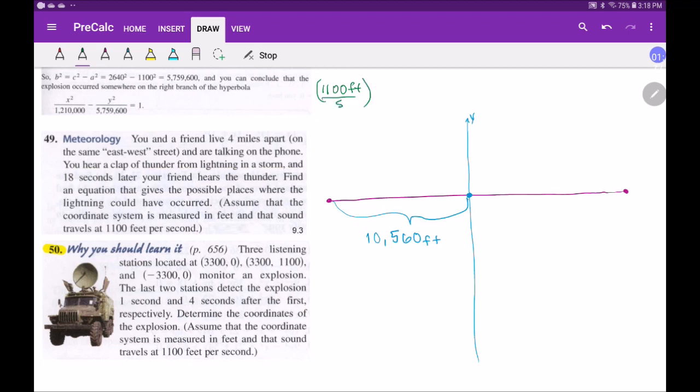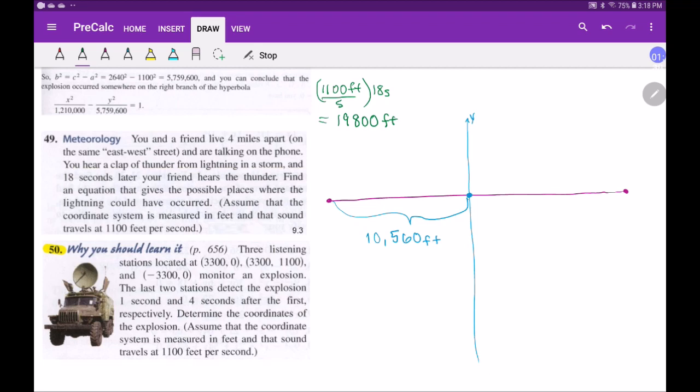And my friend here is at 18 seconds later. So how many feet is that? Well, I have 1,100 times 18. That's 19,800 feet.